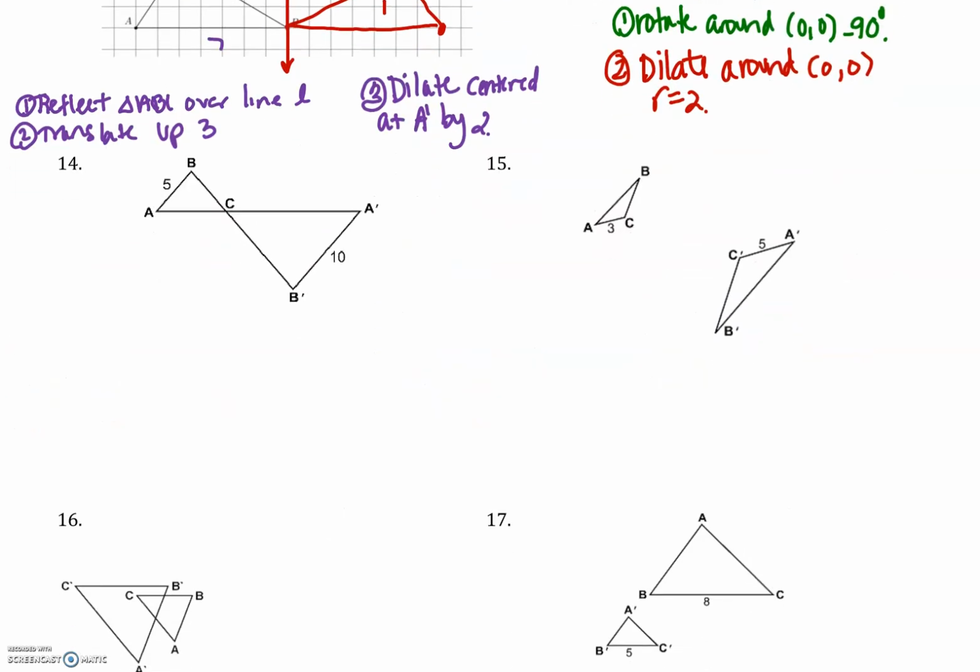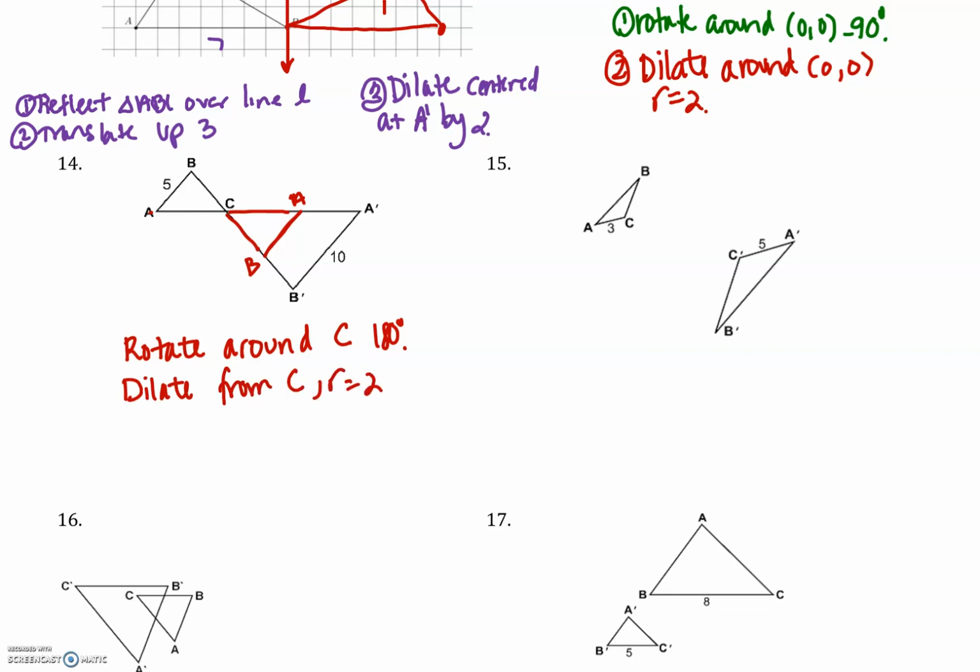Okay, number 14, if I were to try to do this, I would have to rotate first. You can dilate first if you want. And this one, because everything's all connected by straight lines, would clearly be 180 degrees. A would move here and B would move here. And then we would need to dilate from C. And you can see that 5 to 10, our scale factor is 2.